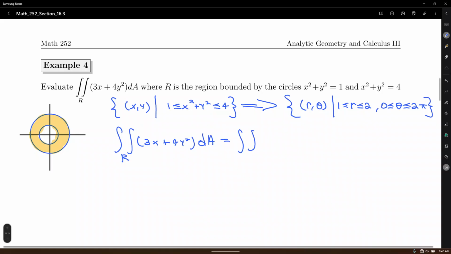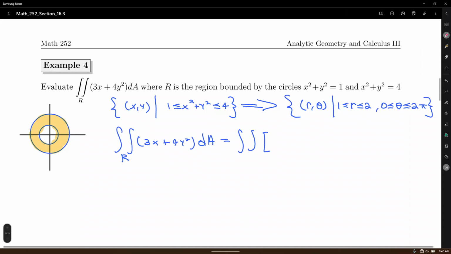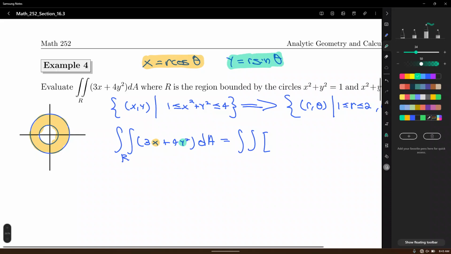Okay, so let's write. Let's recall, let me write something at the top right here, that x equals r cosine theta and y equals r sine theta. So this is what we're going to do here. We will replace every instance of x with r cosine theta, and every instance of y with r sine theta. All right?